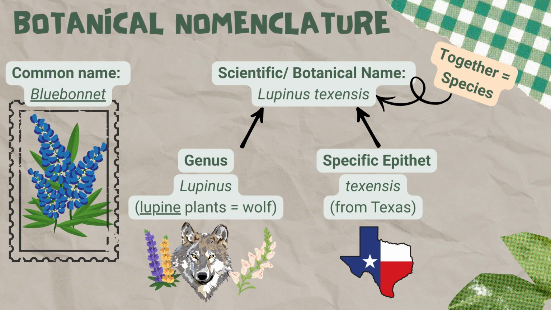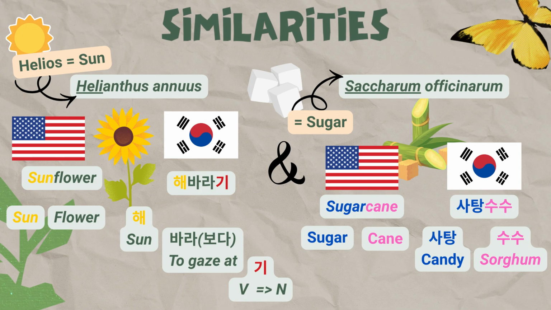This botanical name is the same no matter if we're looking at the plant in the United States or in South Korea. However, common names can change from country to country, language to language, and even region to region. Additionally, the formation of common names also differs greatly. Let's take a look at how Korean and English common names compare, morphologically speaking. There are some similarities in common names derived from the botanical names between Korean and English.